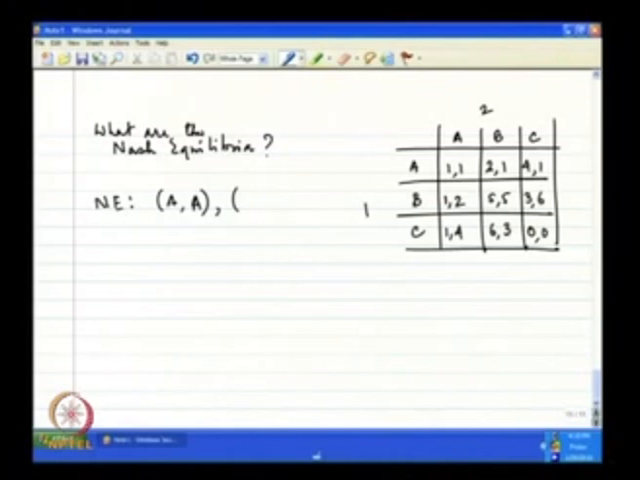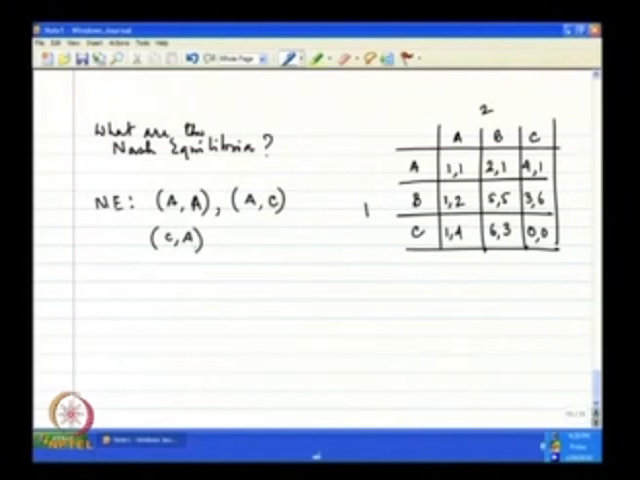Which are the other Nash equilibria, if there are any? AC is a candidate, because if player 2 is playing C, player 1 by deviating, by playing B, is getting 3, by C he is getting 0, whereas by playing A, he is getting 4. From player 2's point of view, if player 1 is playing A, by playing A, player 2 gets 1, by playing B, player 2 gets 1, which is not greater than 1. So, AA is a Nash equilibrium, and similarly, CA is also a Nash equilibrium, we can check.